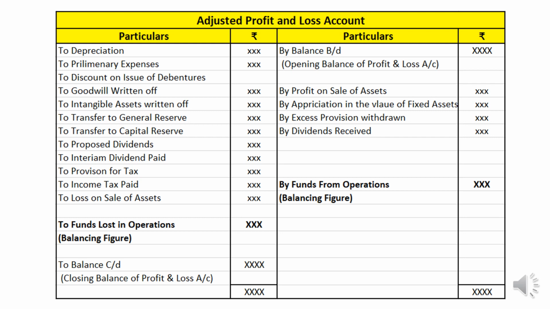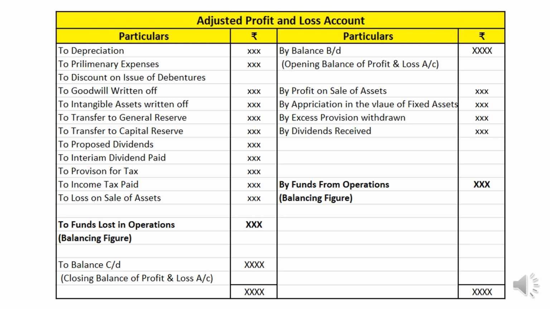How to calculate that? The P&L account being a liability shows a credit balance. That's the reason why the opening balance will be written as by balance brought down, whereas the closing balance will be written as to balance carried down. Then we debit all the non-cash and non-operating expenses which have already been debited to the P&L account, so that we can calculate the funds from operation.